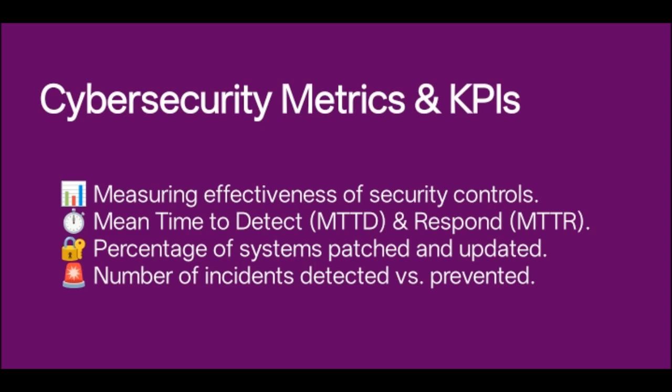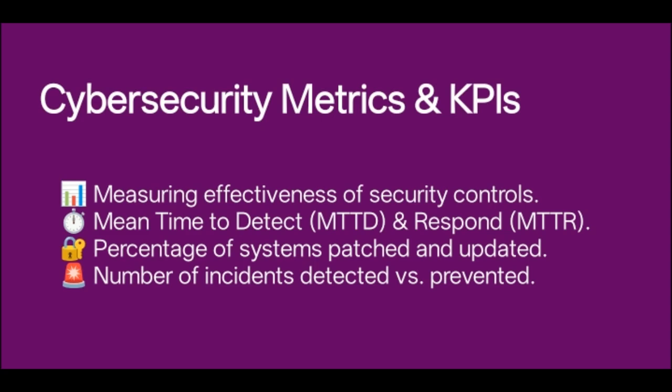Let's begin by clarifying what metrics and KPIs mean. A metric is a measurement, for example, the number of phishing emails blocked last month. A KPI, or key performance indicator, is a specific type of metric that is tied to a goal or objective. For instance, if an organization has a goal to reduce the time taken to respond to incidents, then mean time to respond becomes a KPI. Together, metrics and KPIs give decision-makers a way to evaluate performance, track progress, and identify areas that need improvement.